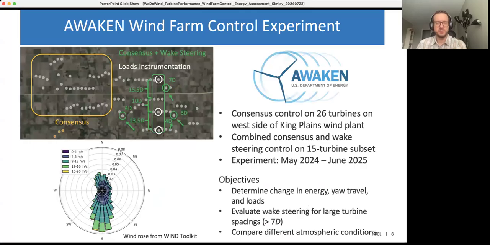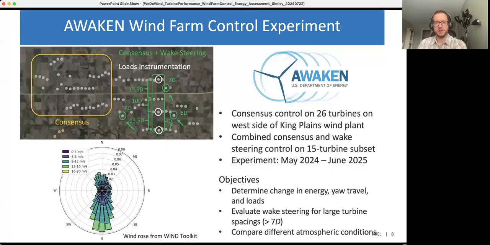And then the last experiment I wanted to mention, because I'll show some examples for this as well, is the AWAKEN experiment, which stands for the American Wake Experiment. And it's been going on for a few years now, and it has about 1 year left. So this is taking place at the King Plains Wind Plant in northern Oklahoma. It's a collaboration with several national labs in the US, and then NG, who owns the wind plant, the King Plains Wind Plant, and GE, who manufactured the turbines at the wind plant.